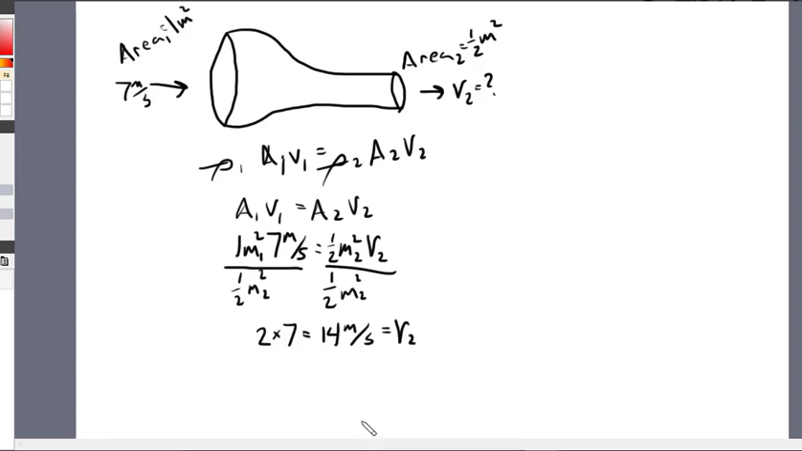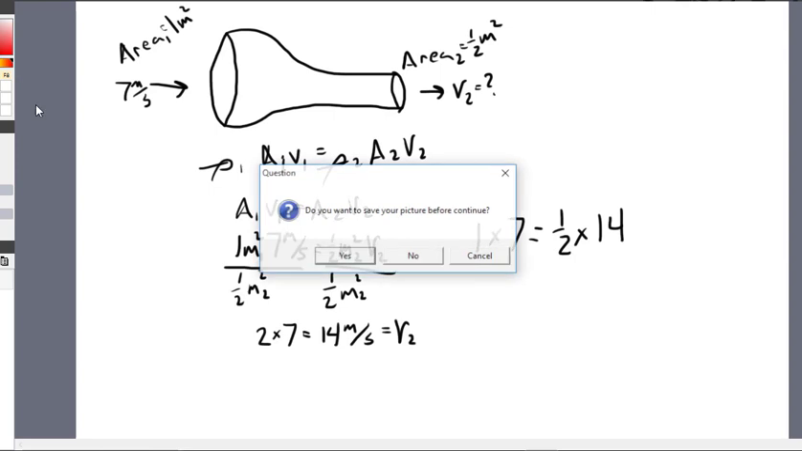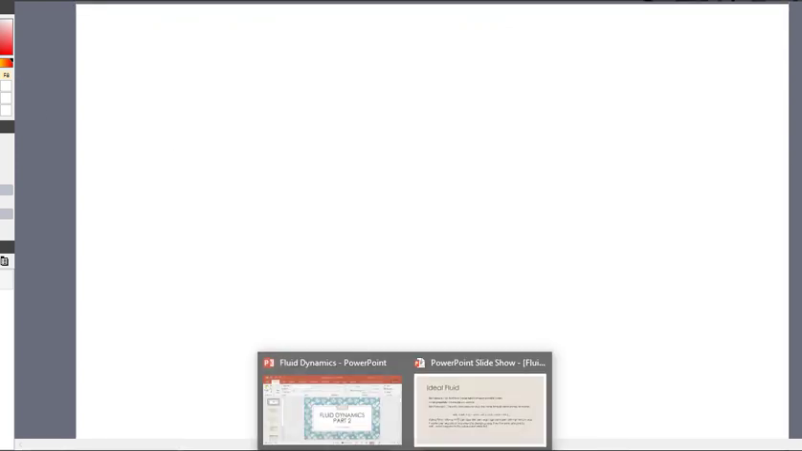Okay, let's try it out. So double check the math, I guess. 1 times 7, we're saying, is equal to 1/2 times 14. 14 divided by 2 is 7. Great. All right, so that checks out. Good deal. So let's get back to this.